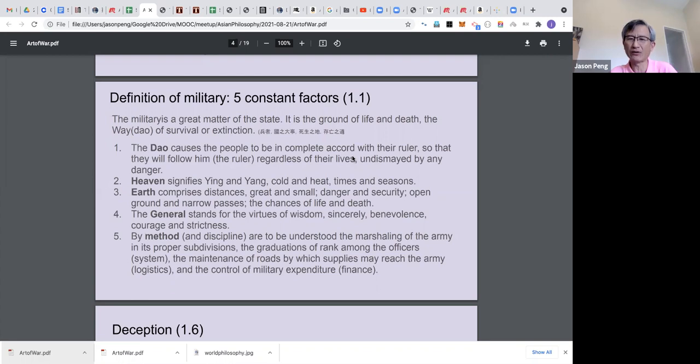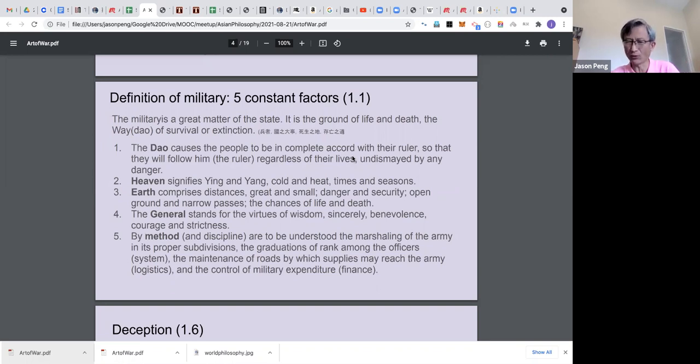He tells us how important this is, about life and death, about the survival or extinction. Then the five factors: the Dao causes the people to be in complete accord with their ruler, so that they will follow him regardless of their lives, undismayed by any danger. That's kind of moral teaching. Then second, he talks about heaven. Heaven signifies yin and yang, cold and heat, time and the seasons. There's something we cannot control, that's in the heaven.